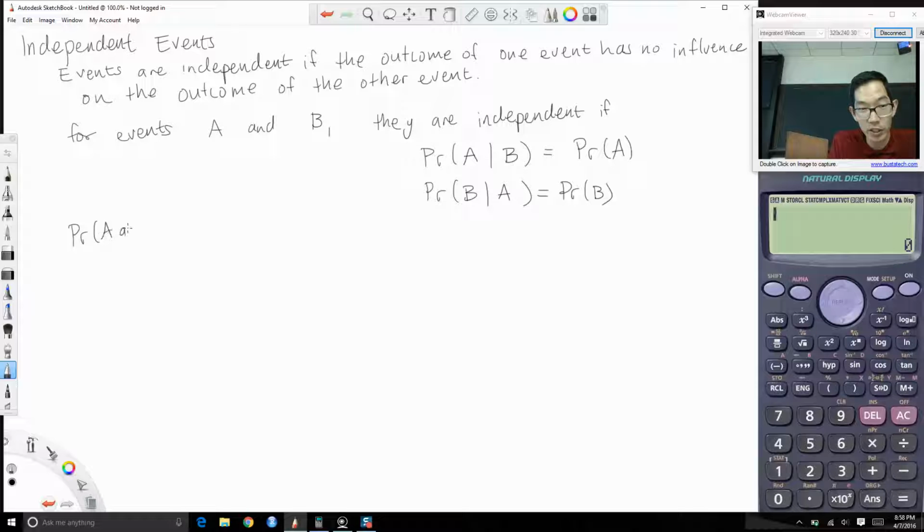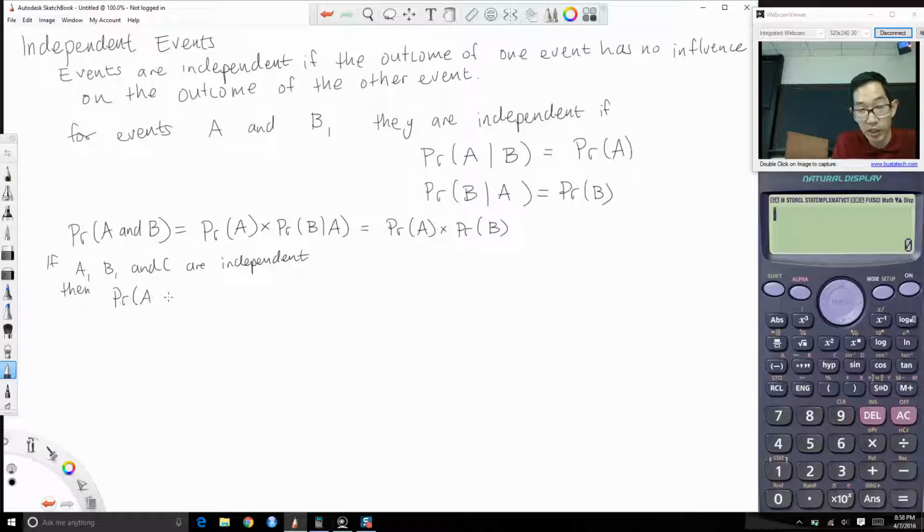And so this has the effect that the probability of A and B, which we have said is the probability of A times the probability of B given A, will just become the probability of A times the probability of B. This can be extended: if A, B, and C are independent, then the probability of A and B and C will just be the probability of A times the probability of B times the probability of C. And you don't have to worry about the probability of this given that. It's just that.